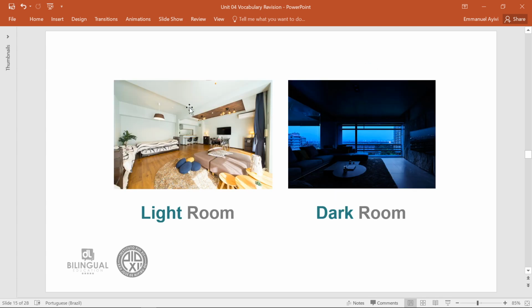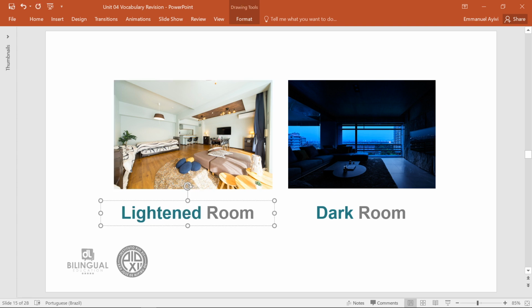When there is light in a room, we call it a light room or a lightened room. Or a dark room. This is light when you have a lot of light. So this is light, this is light, this is light also. When you have light coming into a room, we call it a lightened room. And this is a dark room, where there is no light. Zero light here.